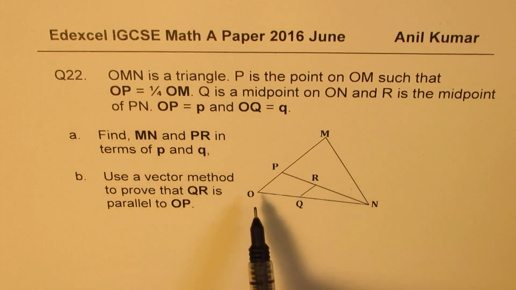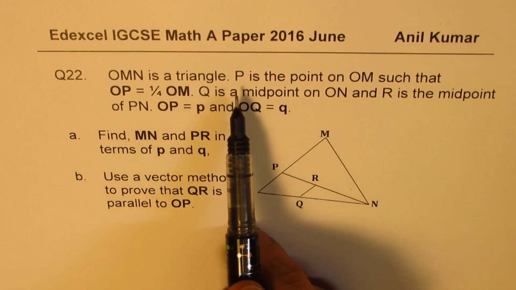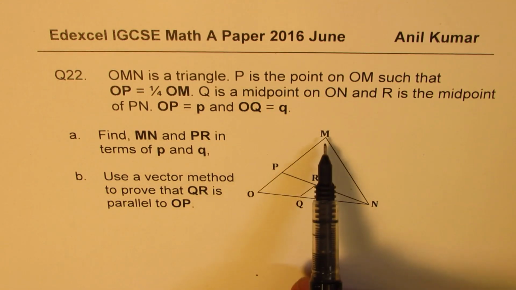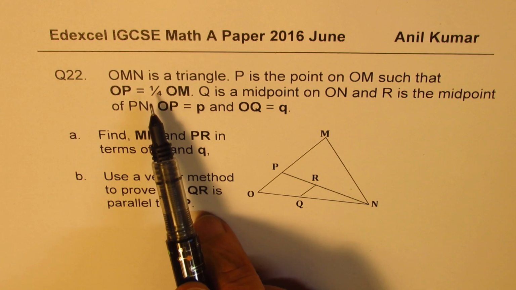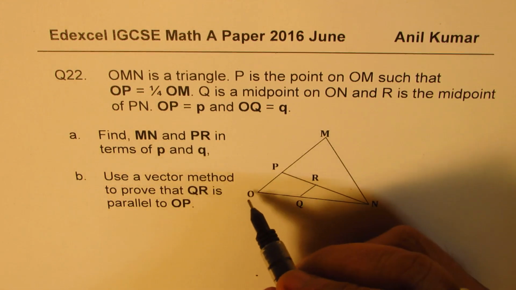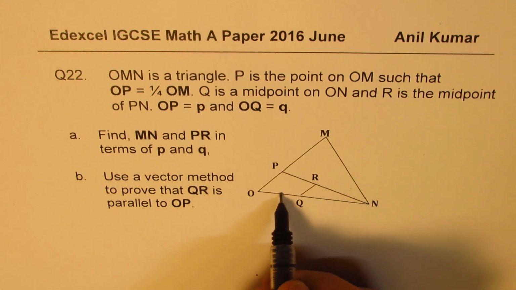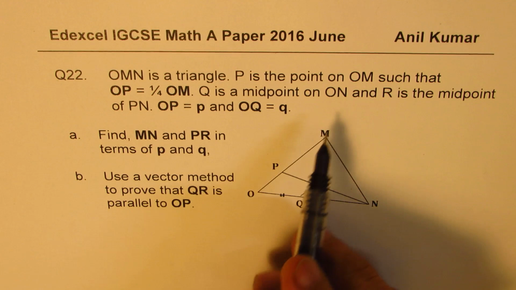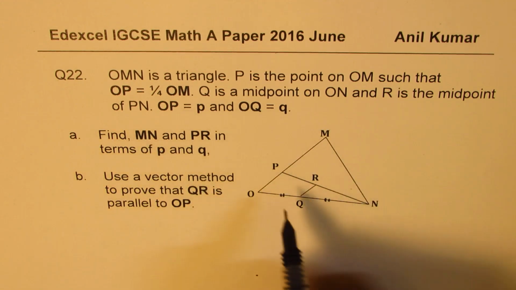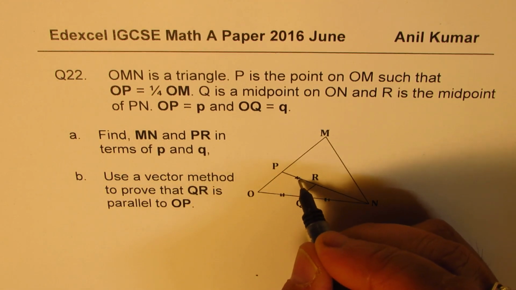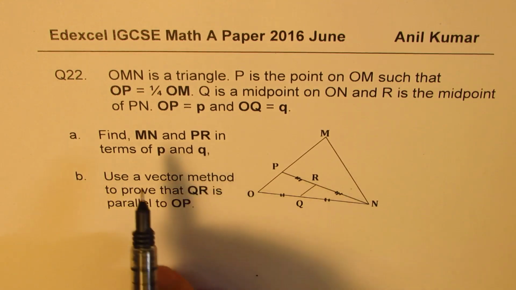OMN is a triangle, right? P is the point on OM such that OP is 1/4 of OM. So OP is 1/4 of OM. Q is a midpoint on ON, so these are equal. And R is a midpoint on PN. These are also equal.